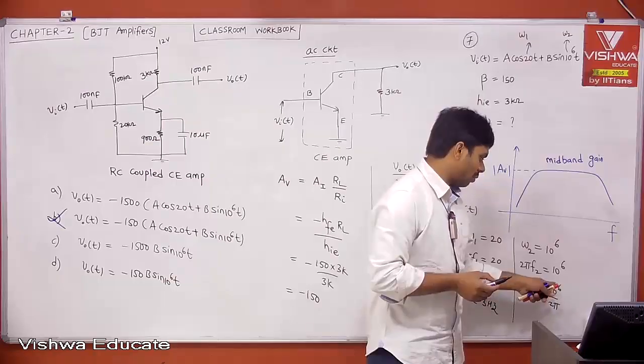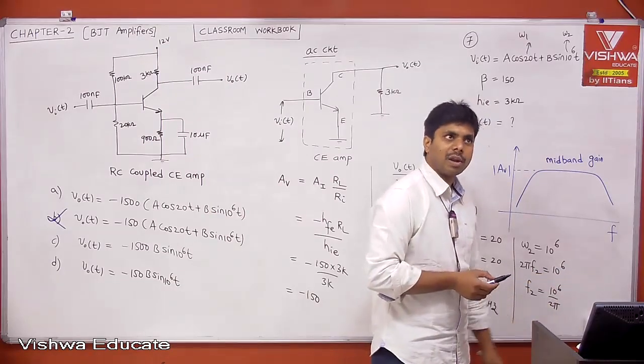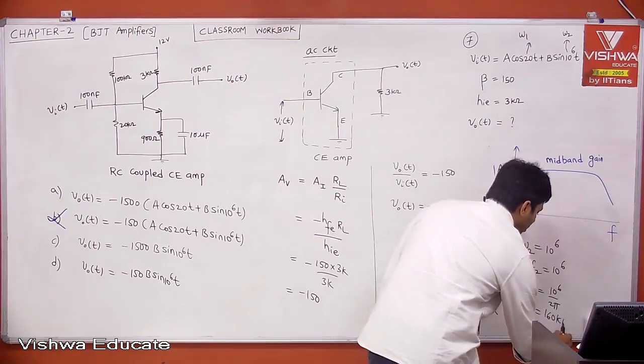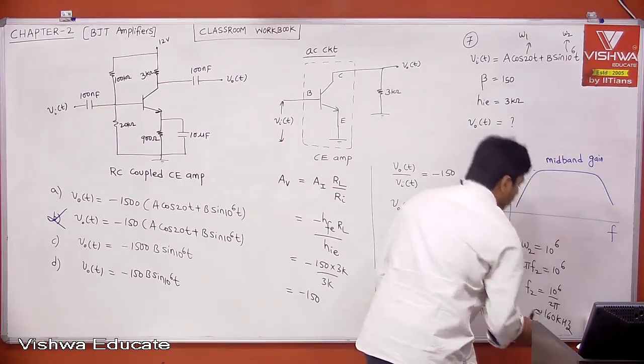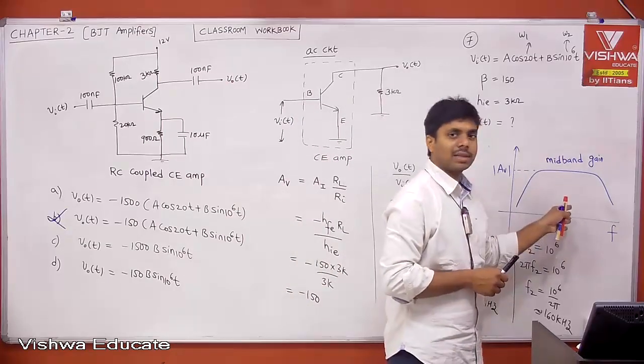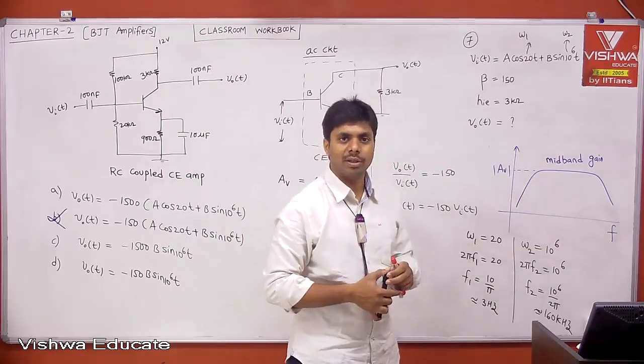1000 k. 1000 by 2, 500 k. 500 by 3 something. Therefore, approximately you can say around 160 kilohertz. Just approximately 160 kilohertz. 160 kilohertz is kind of less than mega ohm, kind of mid-band gain or mid-band frequency. That is what people treat.